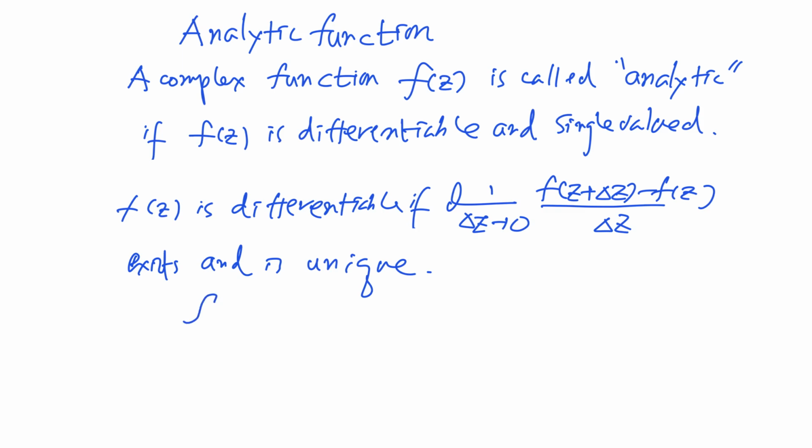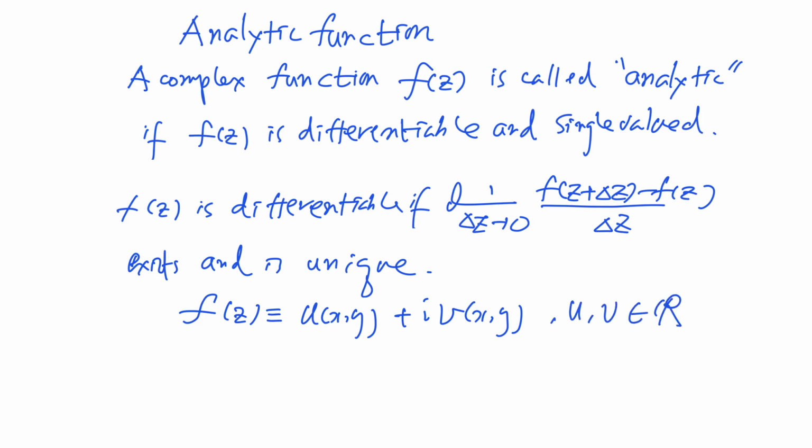So f(z) is u(x,y) plus i v(x,y), where u and v belong to real. That is, real functions. And delta z is delta x plus i delta y.